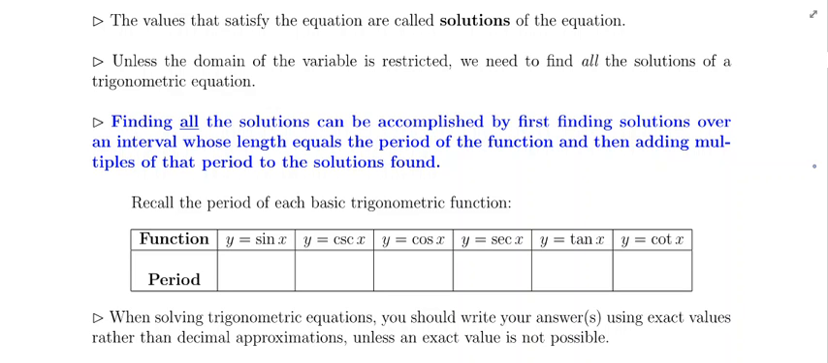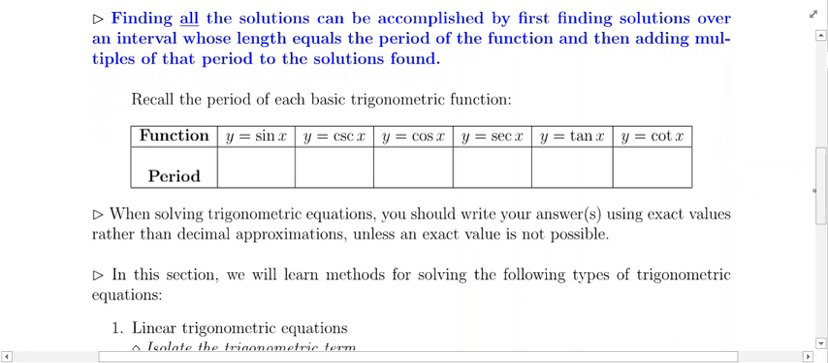Okay, but again, to find all the solutions, what you're going to do is first find solutions over an interval whose length equals the period of the function. And then once you have those solutions, you're going to add multiples of that period to the solutions found. And that will get you all the solutions. Okay, so in reading this blue statement, obviously you're going to need to know the period of your trigonometric function. So you need to remember what those are.